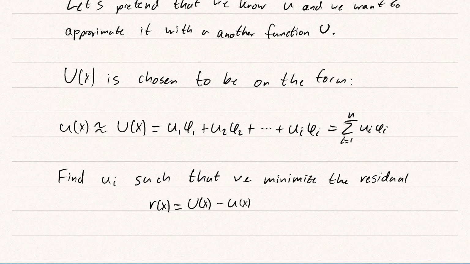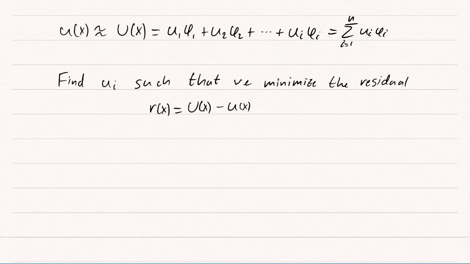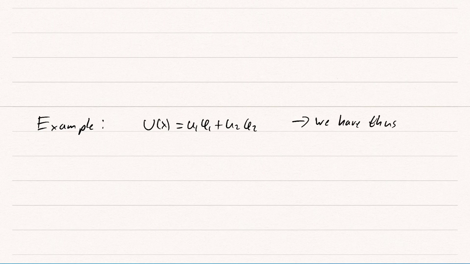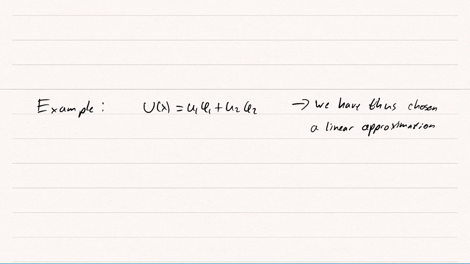So what is going to happen? Let's do an example to show this. Let's say we use a linear function. So then we will have u of x. By choosing a linear function, we are basically setting phi 1 and phi 2. So let me write it like this: we have u1 phi 1 plus u2 phi 2. So we're making this choice. We have thus chosen a linear approximation, and that is our choice.